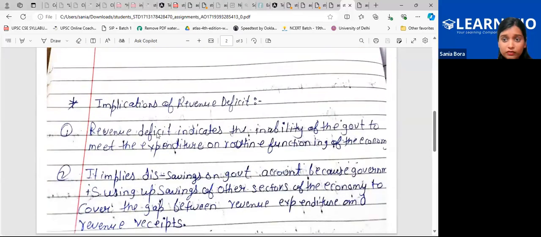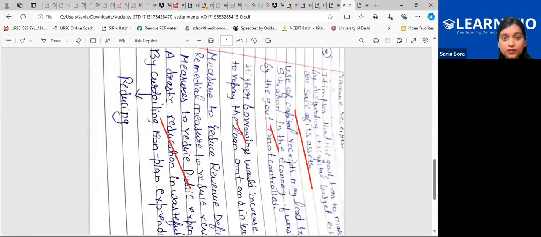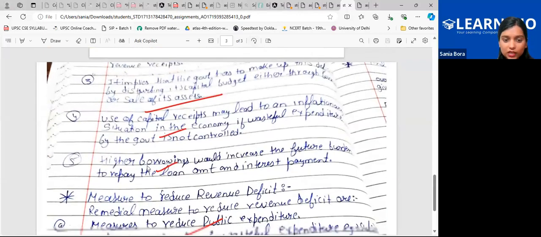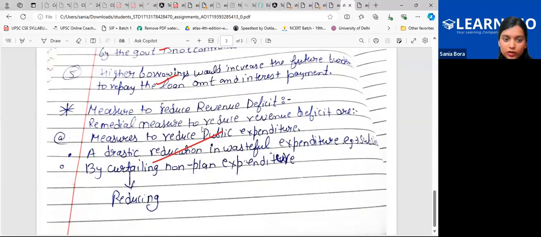Again, implication of revenue deficit. I don't know why you wrote it. Oh, again, that same pic. You pasted that same pic again. And here also, first of all, your PDF was not correct. I just need to resolve it every time. Then you continue this. Then measures to reduce revenue deficit, you did it.